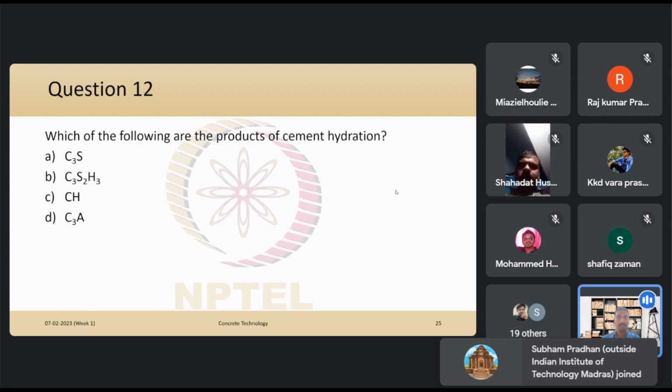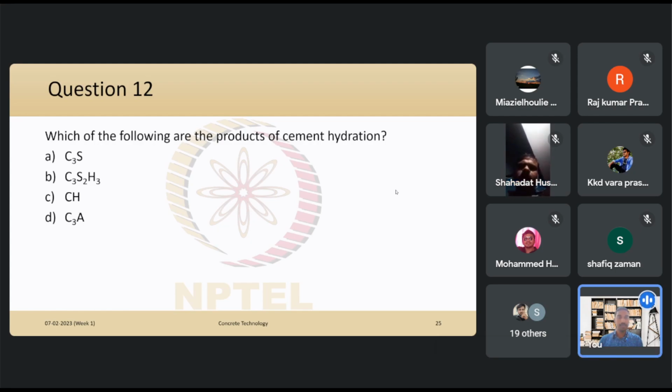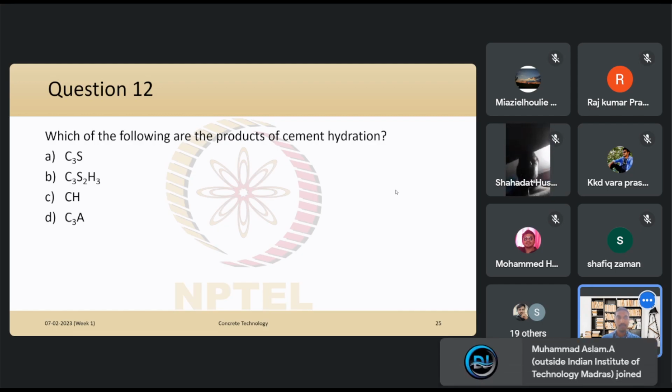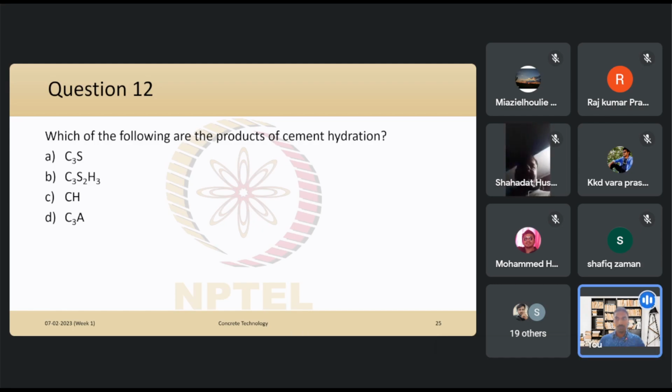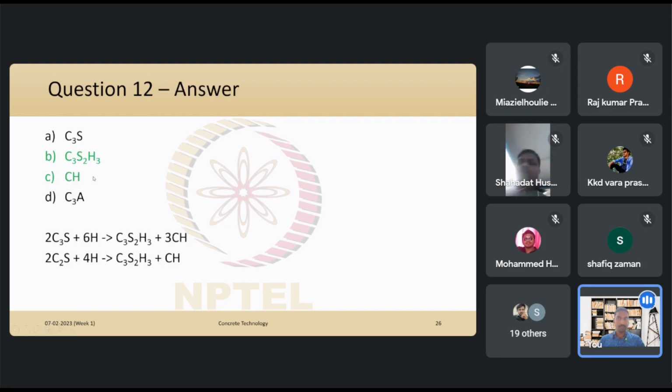So the question is the products of the cement hydration, right? It's what is coming out of hydration. It's the output and not the input. Okay, I think now we can look at the answer. So as most of you have answered, it is options B and C which are the products of hydration, right?